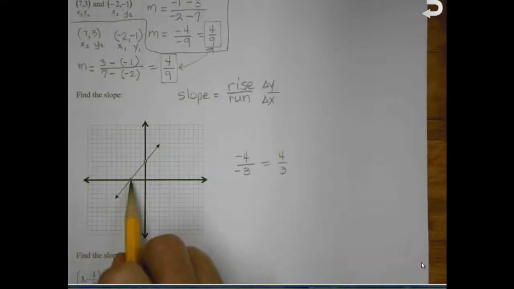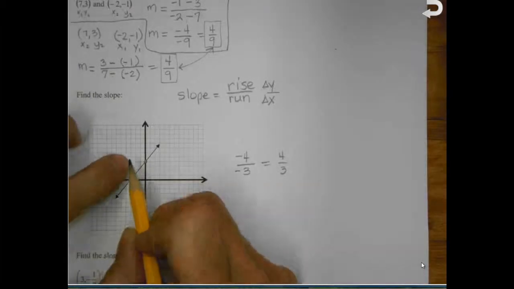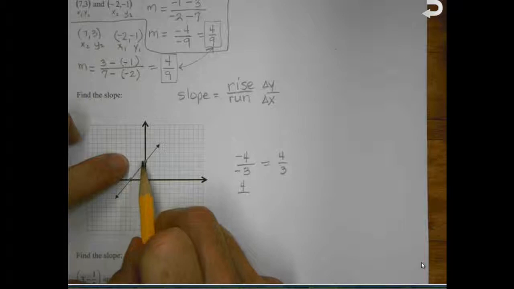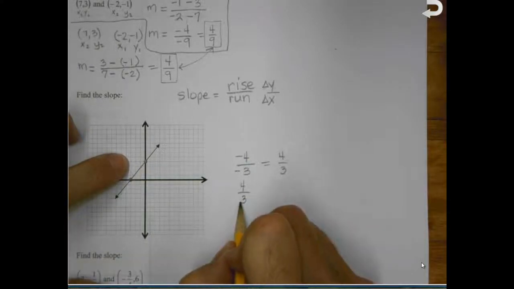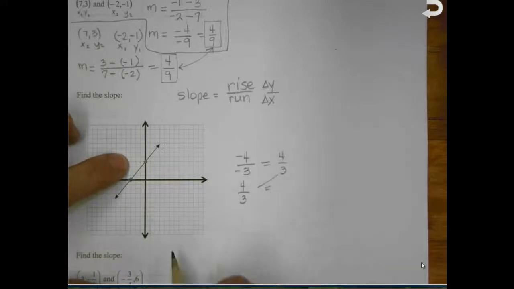Now I can also start at my other point and go the opposite directions, which will have me go 1, 2, 3, 4, positive 4 in the y direction, and then 1, 2, 3, positive 3 in the x direction. So either way, I'll have 4/3 for my slope.